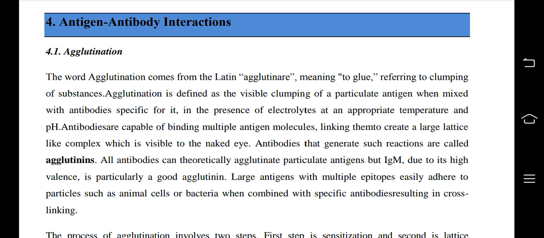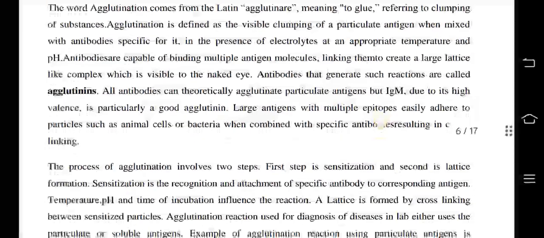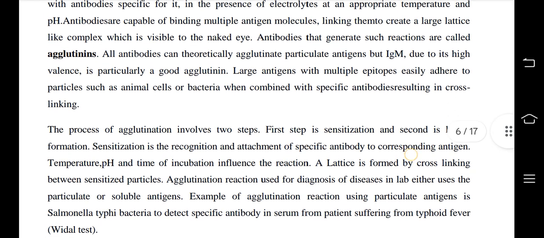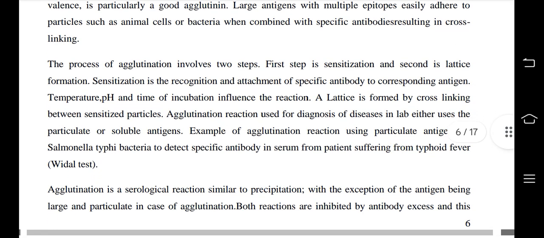So all antibodies can theoretically agglutinate particulate antigens, but IgM, due to its high valence, is particularly a good agglutinin. Large antigens with multiple epitopes easily adhere to particles such as animal cells or bacteria when combined with specific antibody, resulting in cross-linking. The process of agglutination involves two steps. First step is sensitization and second is lattice formation.